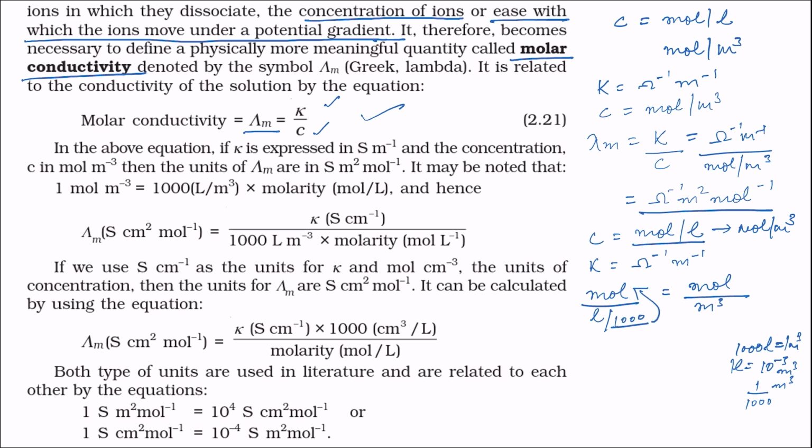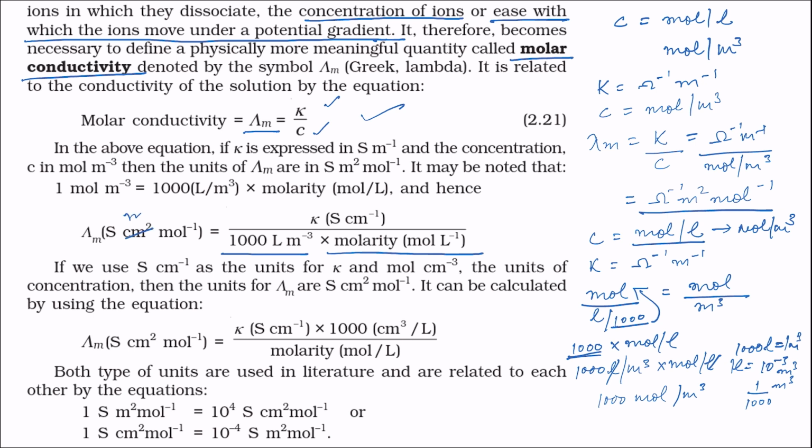This 1000 goes in the numerator and this becomes 1000 into mole per liter. 1000 is the conversion factor and it can be written as 1000 liter per meter cube multiplied by mole per liter. So liter cancels and the unit of the concentration becomes 1000 mole per meter cube. So in short, if molarity is given in moles per liter, multiply it by 1000 liter per meter cube, which is the conversion factor, and molarity gets converted into mole per meter cube.